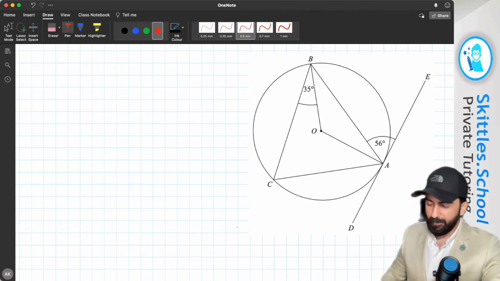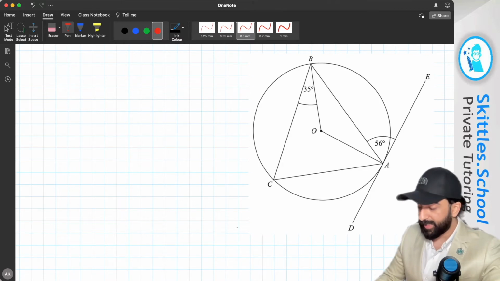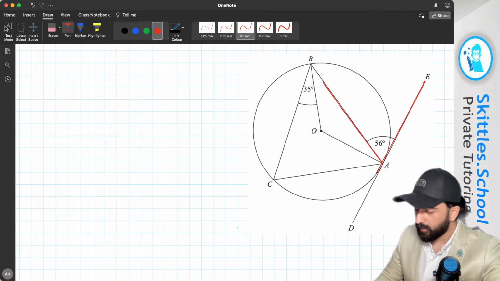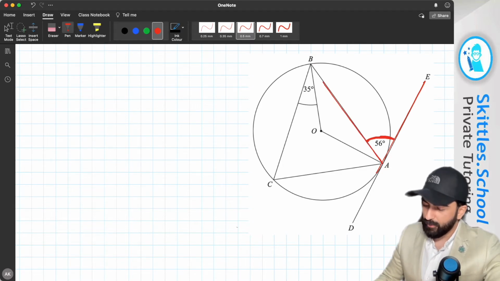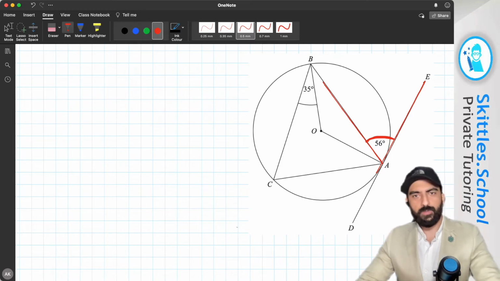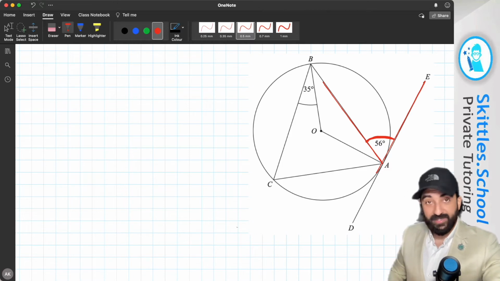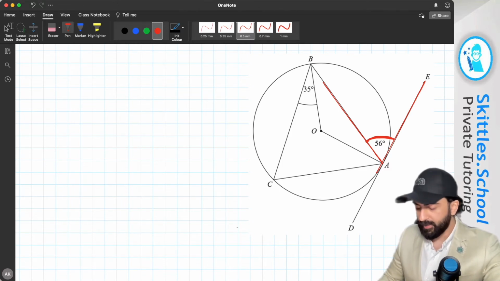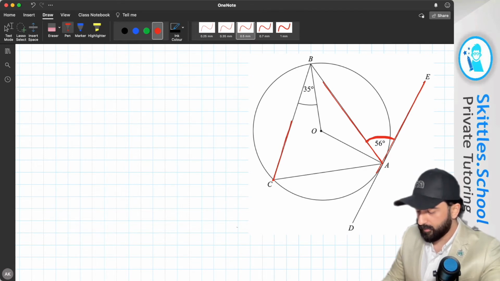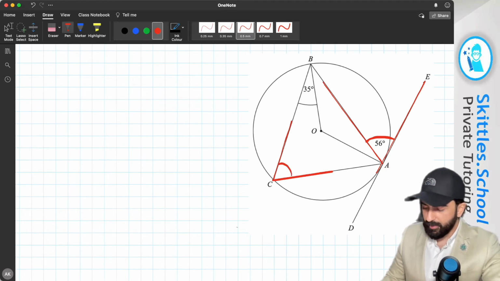So what does that mean? Well, that means that the angle between the tangent and the chord, so this tangent here, and this chord here, form an angle, which we've been given, and that's angle 56 degrees. And the alternate angle, so the opposite angle in the segment, is the same. So the opposite angle in the triangle is the same as that. So this angle here is the same. That's also 56 degrees.